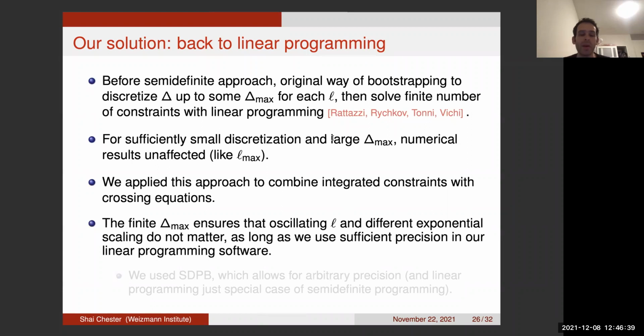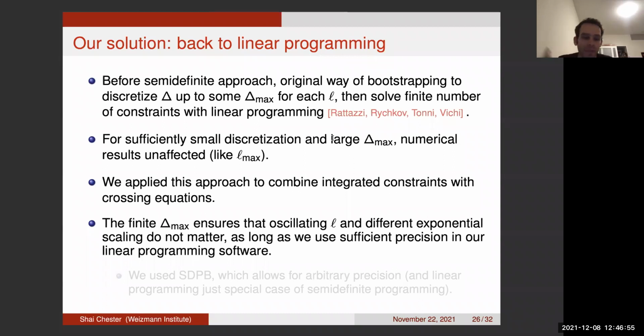And so this is how we avoided the problem. In fact, as long as there's a delta max, it doesn't even matter if the blocks oscillate. We could have chosen some regions such that the integrated constraints didn't oscillate, but it didn't matter. I mean, we tried both oscillating regions as well as non-oscillating regions. We got the exact same answer.